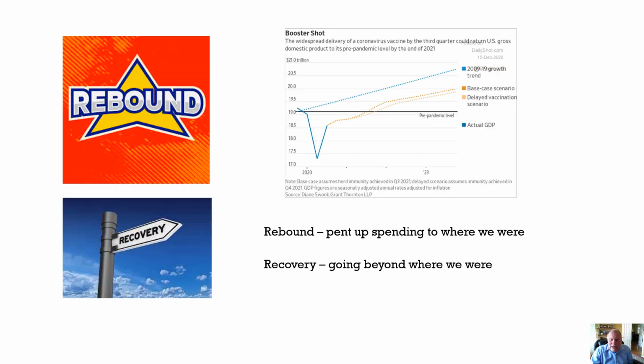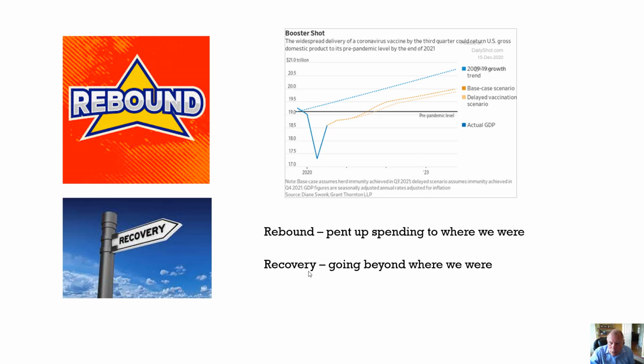Now, when we take a look at what we have because of COVID, we're looking at two things. We're looking at a rebound, and then we're looking at a recovery. The best way to think of a rebound is this is all the pent-up spending that people have. When this is over, you're going to see this boom, this rebound, if you will. And if we look at the graph, that is where we started here, dropped way down here. We're starting to come back, so this is really the rebound, just getting us to where we were. Recovery is going beyond where we were.